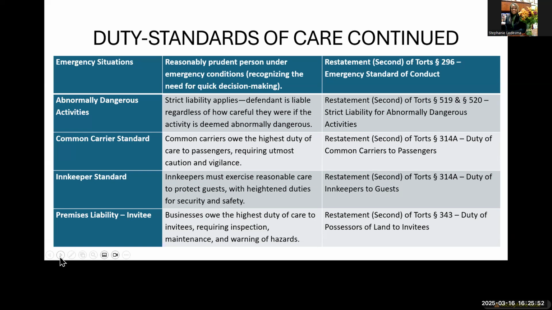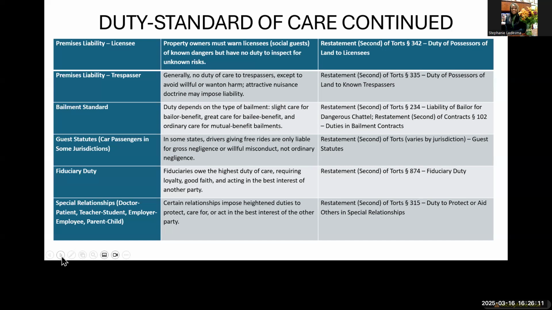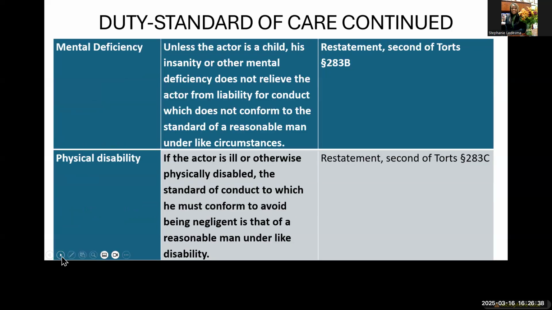Or premises liability for an invitee? Well, for an invitee, then the business owner is going to owe the highest duty of care to an invitee. What if it's a licensee? Or what if it's a trespasser? Or what if the trespasser is known versus what if the trespasser is unknown? What if there's a fiduciary duty? What is the standard of care now? What if it's a special relationship, like a doctor-patient or teacher-student or employer-employee, right? That's why there's so many different standards of care.